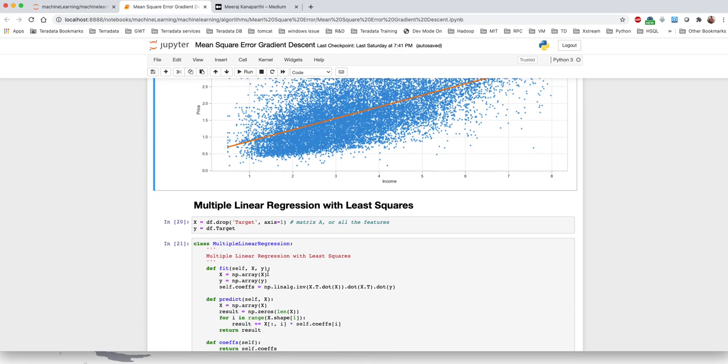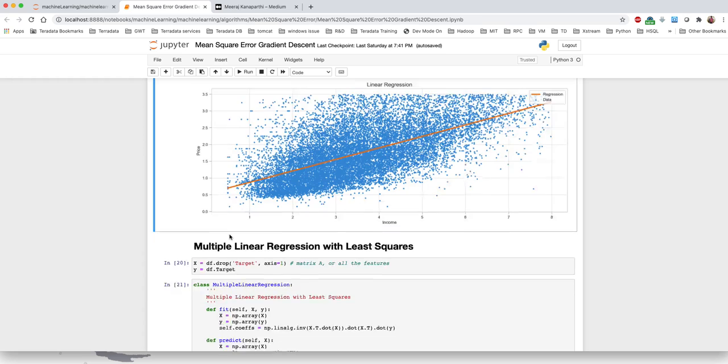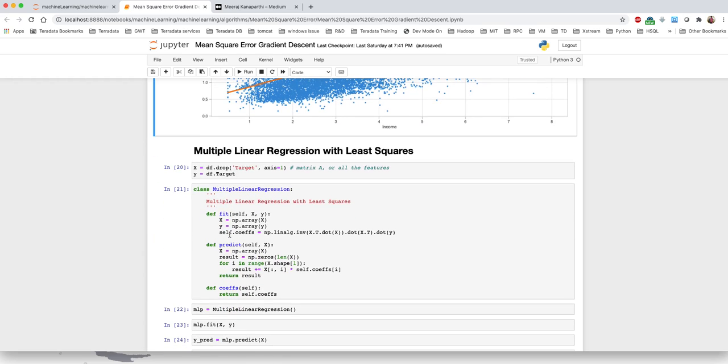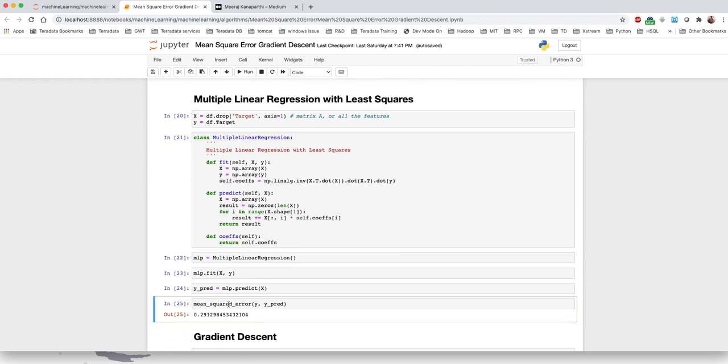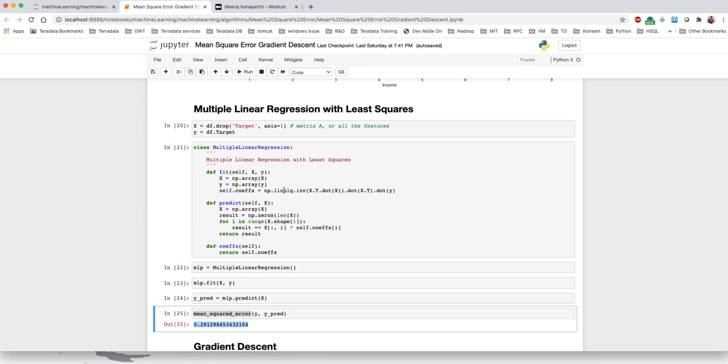Now here in this graph we are using two dimensions, so it's easy to plot. But since this data has 8 dimensions, it is not easy to plot a graph. So instead, we can verify this algorithm with the help of mean square error. With the help of this mean square error, you can check whether the model is the best fit, overfit or underfit.